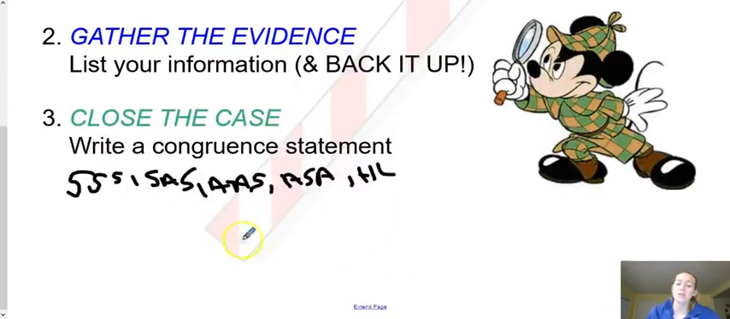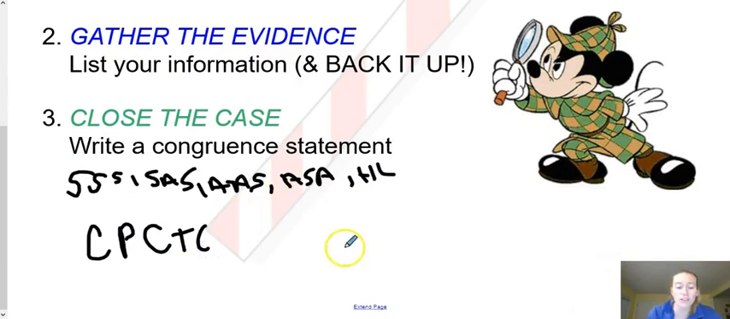The last thing we could possibly have is known as CPCTC. Now this only comes after the congruency statement, and I'm going to show you one example of that. And we did talk about it briefly in our first note sheet. It stands for corresponding parts of congruent triangles are congruent.